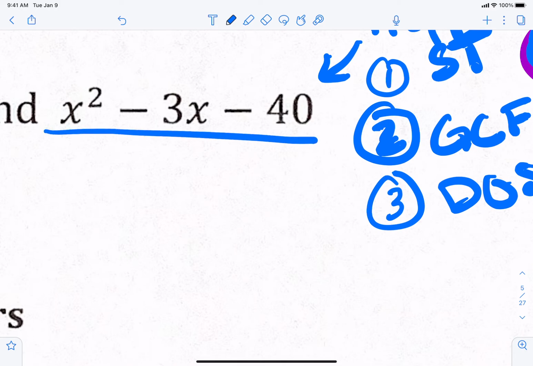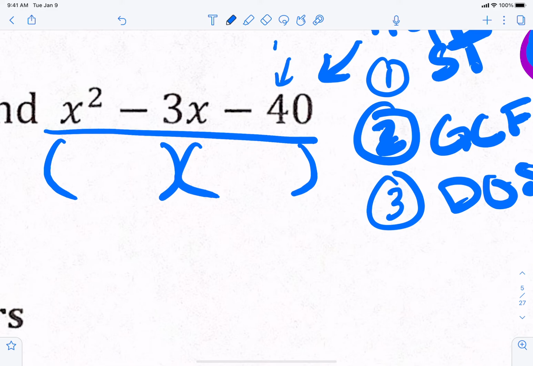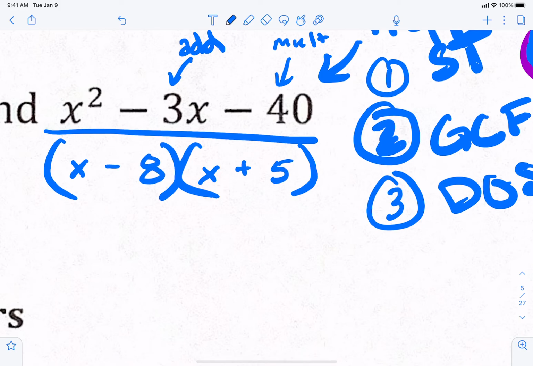This guy's a simple trinomial. Let's break him down. So, we're looking to multiply to get 40, but when you add them, give you 3. Multiply to get 40, add to get 3. What do you got? Multiply to get 40, add to get 3. 8 and 5. Negative 8, positive 5. Okay, good? Negative 8, positive 5.